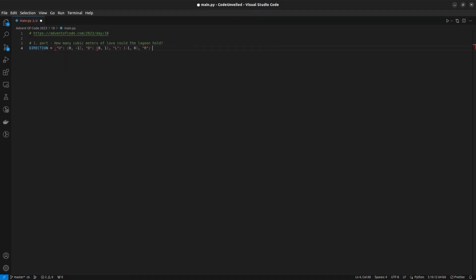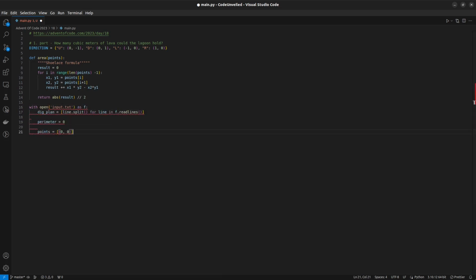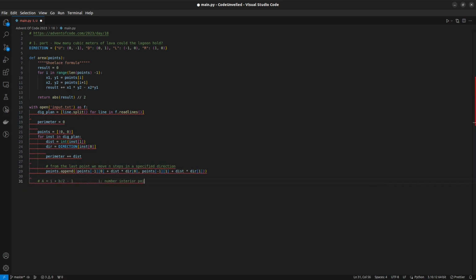First, I define a map of directions so I can calculate the vertices of the trench. Then I read the dig plan. Start at 0, 0 and follow the instructions in the plan. I get a perimeter, the number of boundary points, and a polygon represented as a list of points. Finally, I plug into the equation I derived from Pick's theorem.